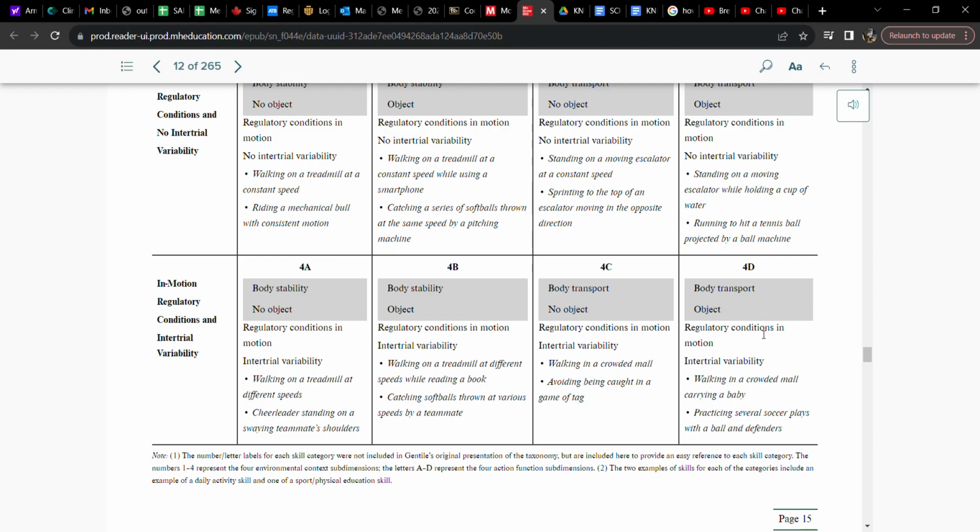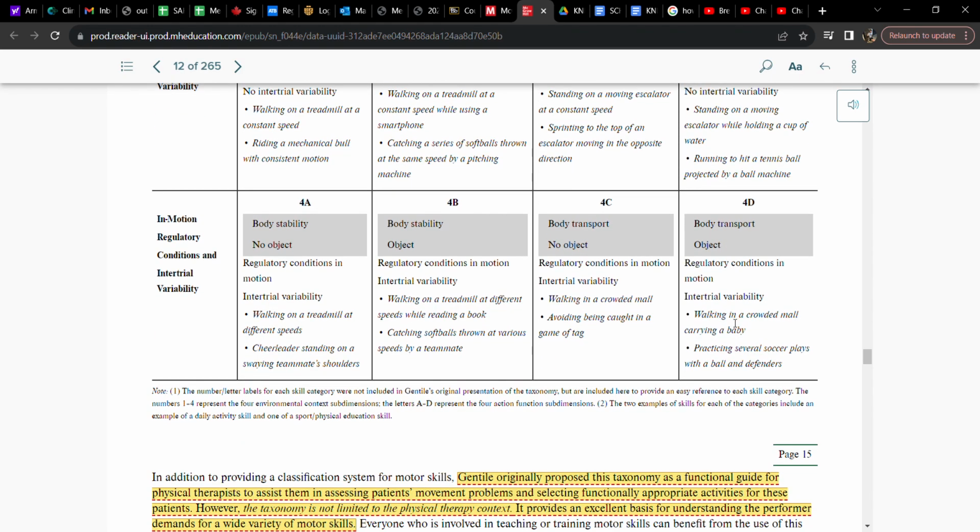And the environment is changing. In soccer, you've got people moving around you. The turf could be changing from place to place. Hopefully it doesn't, but sometimes there are little divots and holes in the ground. That would be 4D, which is the most complex. So lots of intertrial variability, things in the environment are in motion, you're moving your body, and you're manipulating an object. That would be your 4D component.